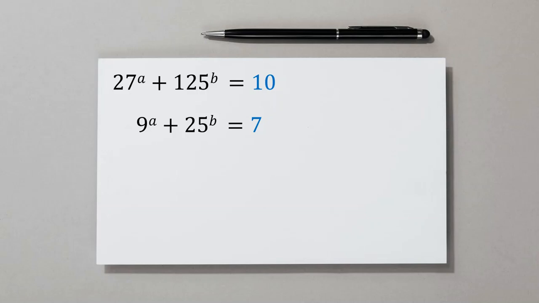27 to the A plus 125 to the B equals 10. 9 to the A plus 25 to the B equals 7. We want to find A and B. A and B are real numbers.